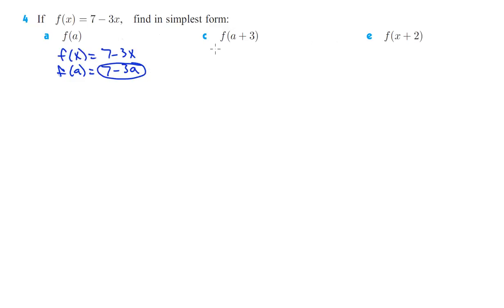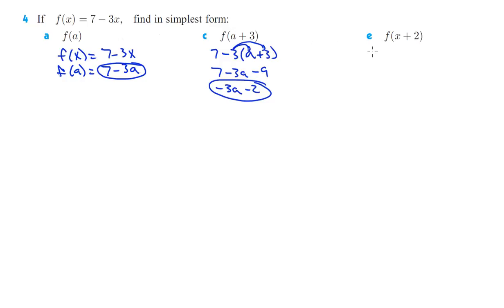Okay? This one here, we get 7 minus 3 times a plus 3. Okay, so we're going to want to distribute that negative 3, not just 3, but the negative 3 to both of those. So we get 7 minus 3a minus 9, right? So it's usually best to write the variables first and the constants at the end. So let's put negative 3a, and then 7 minus 9 is negative 2.